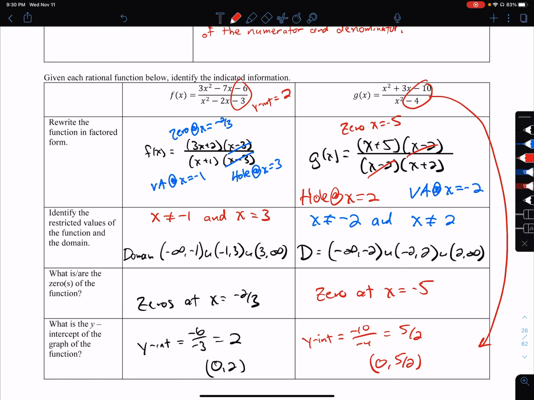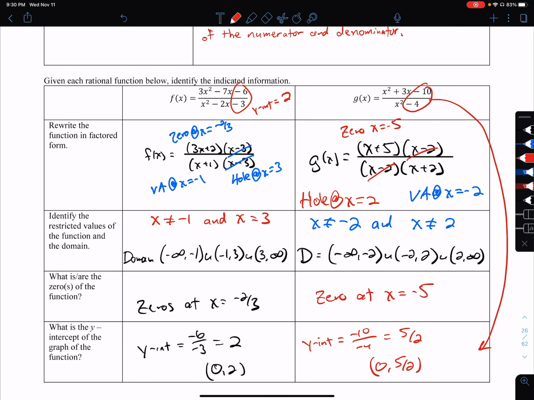And that is the gist. Please do the homework from the section, and hopefully that made some sense to you.